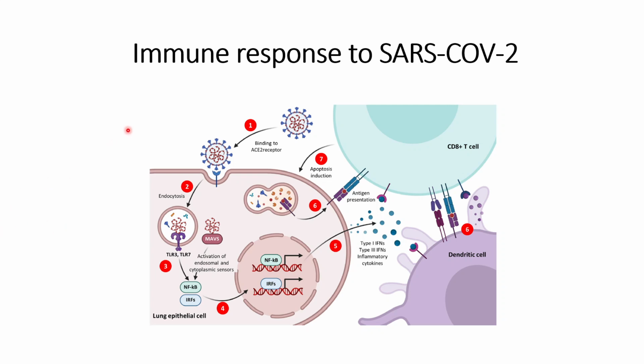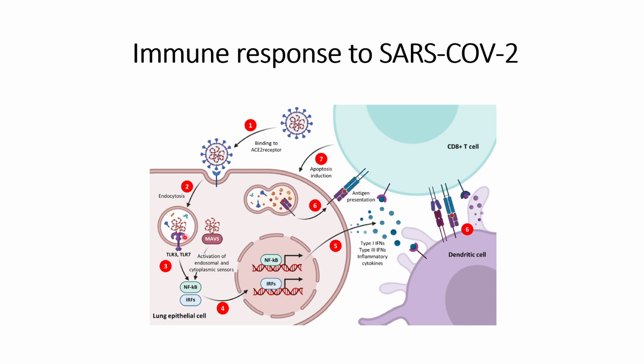In this video, we will continue our discussion about SARS-CoV-2. First, we will understand the acute immune response within the host cell when it is infected by SARS-CoV-2. In the first step, SARS-CoV-2 infects the host cell by binding to the ACE2 receptor. That helps in endocytosis of the virus inside the cell.